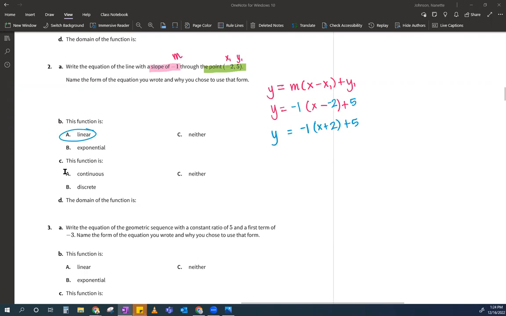All right. So this one says the function is continuous, discrete, or neither. How could you tell from this equation? How would you be able to tell if it's continuous, discrete, or neither? Yeah, it's continuous. Very good. Why is it continuous?